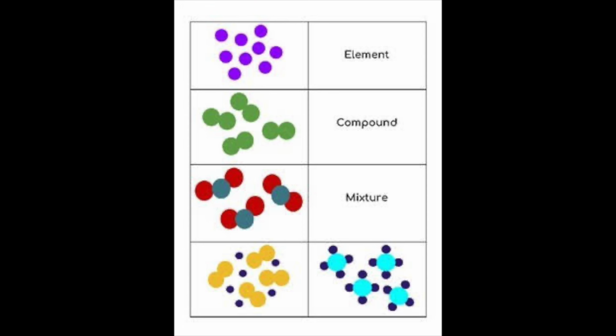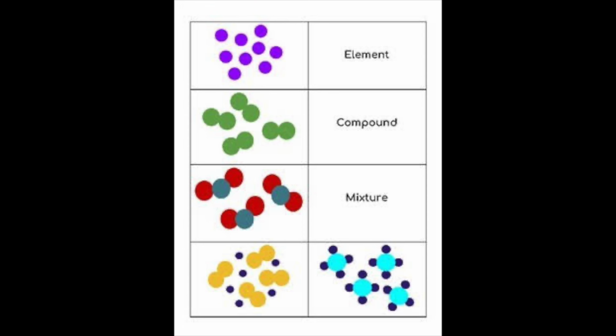Okay, so elements are comprised of only one type of atom. And the types of atoms that we talk about usually relate to the number of protons in the nucleus. But we'll talk a bit more about that later. But just remember that in an element there is only one type of atom, and all the atoms are pretty much the same.